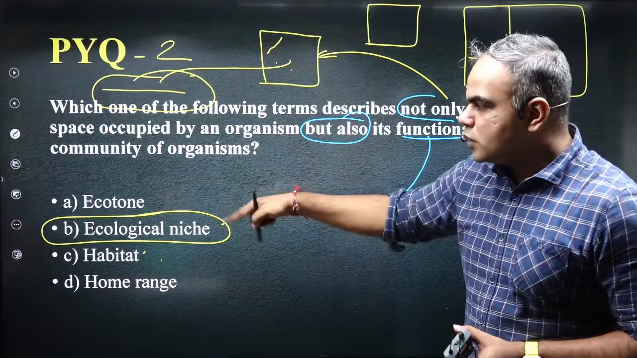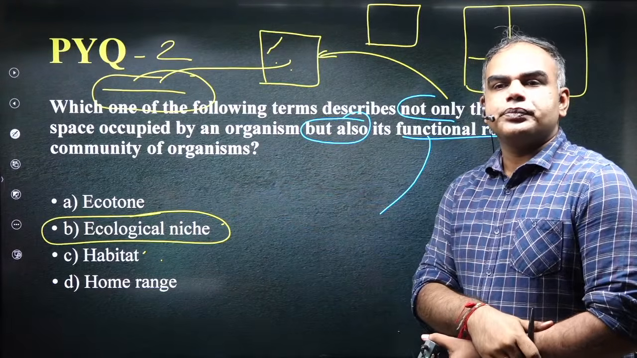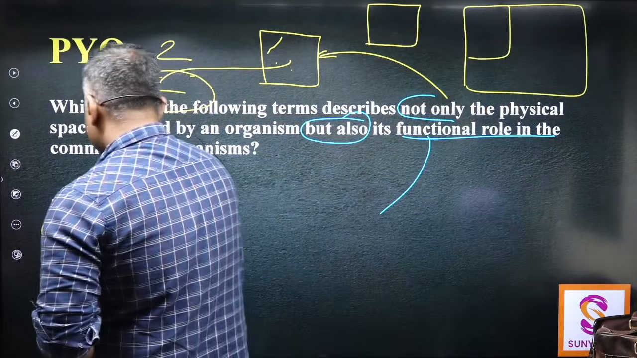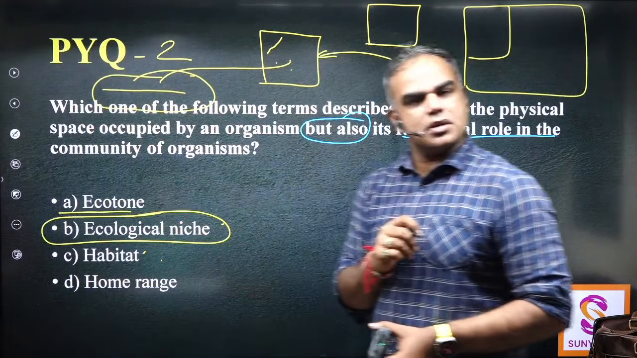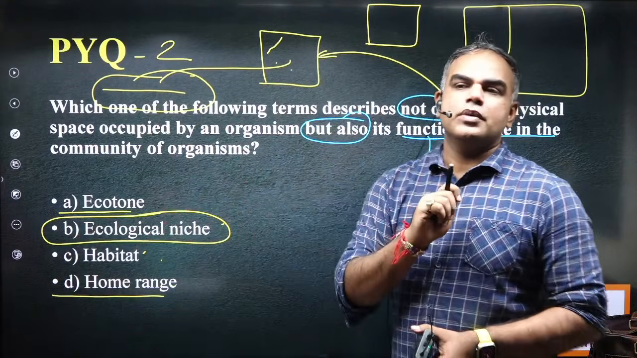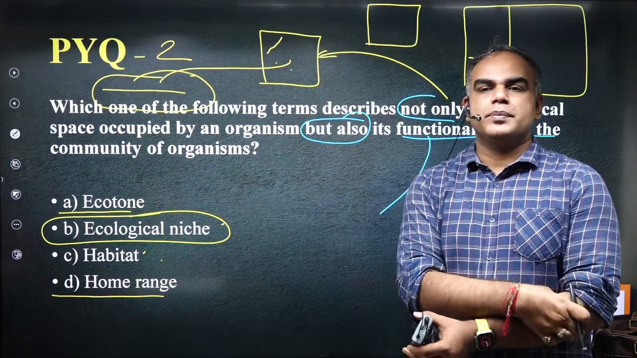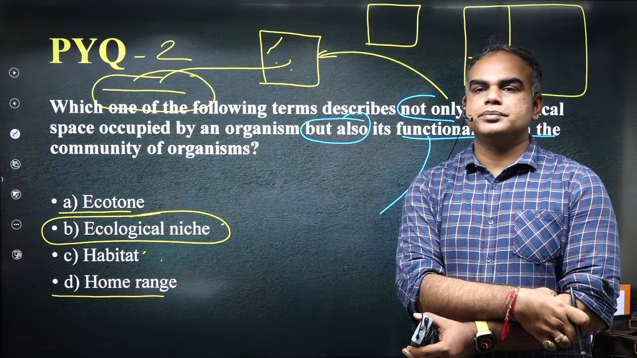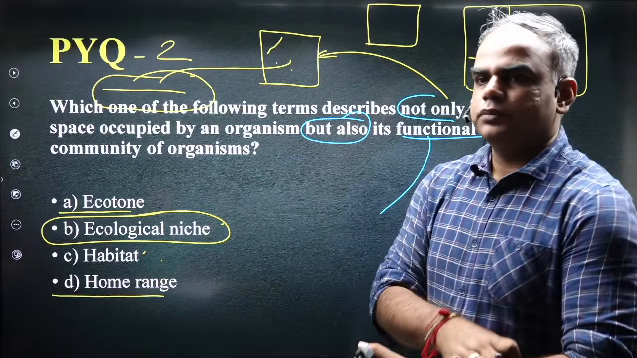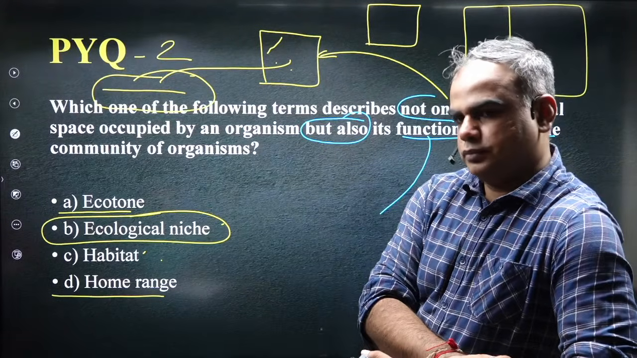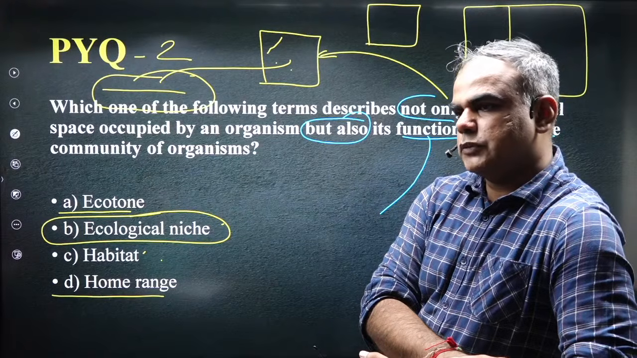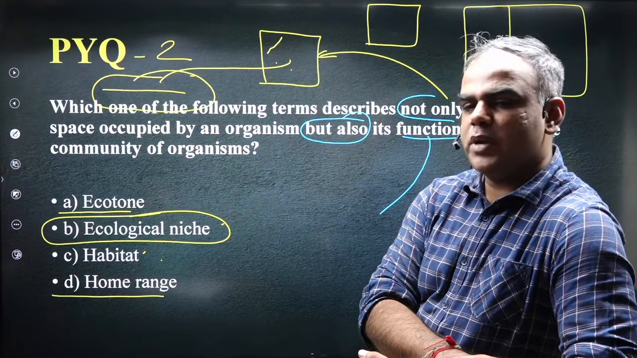Now you're also left with two more options. What is an ecotone? Zone of transition between two ecosystems. This also is one. And the last one is home range. Now this is a new term that has come to you. What is a home range? Anybody else? What is a home range?